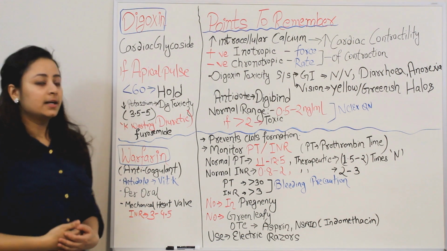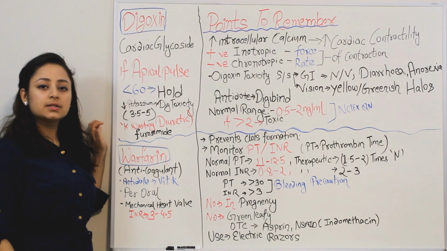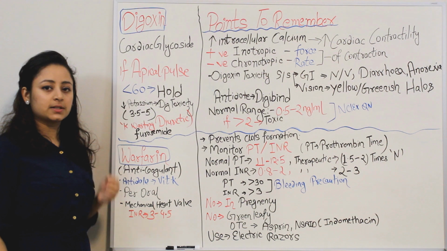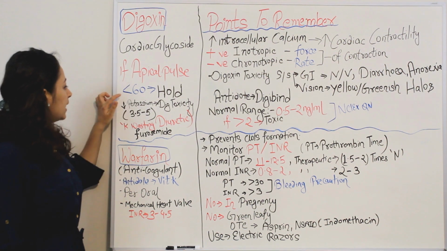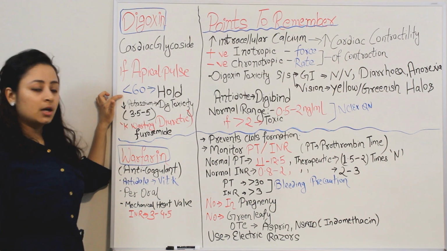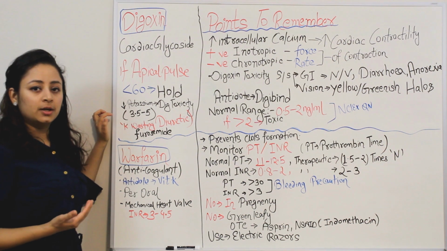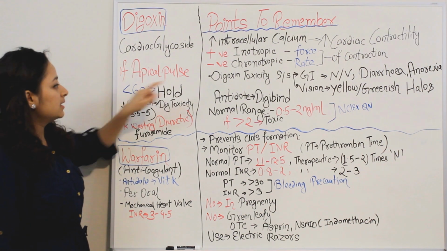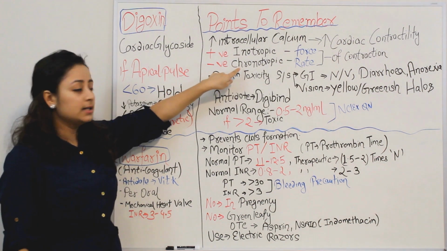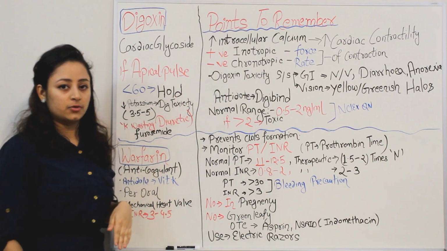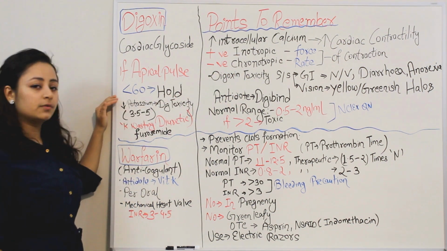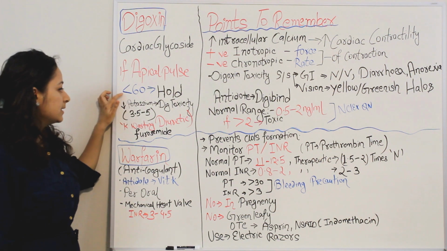Also remember that we have to monitor the apical pulse for 1 full minute before giving digoxin. And in adults, if the heart rate is less than 60, we have to hold the dose. Because we know that digoxin has a negative chronotropic effect, right? So it can further decrease the heart rate. So we have to hold the dose of digoxin if the heart rate is less than 60.